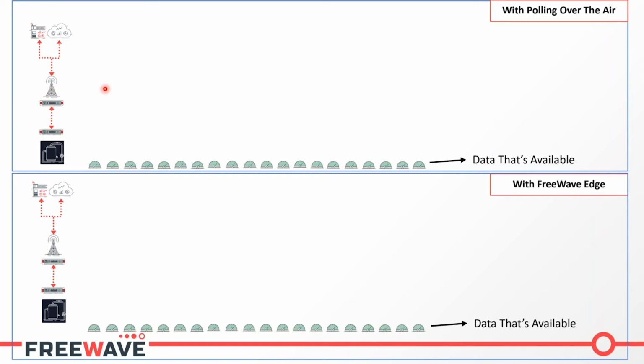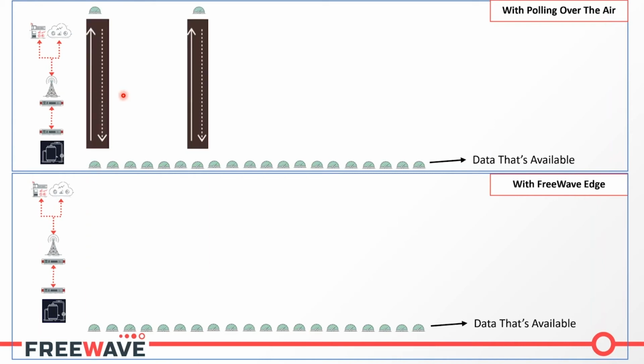So with polling over the air and poll response SCADA systems, the challenge there is the polling rate on those is often quite slow, whether it's once a minute, once every 15 minutes, once an hour, a couple times a day. You're not getting very much data at a very fast rate. And so of these data points, you're only getting one data point coming out the end of your radio link.